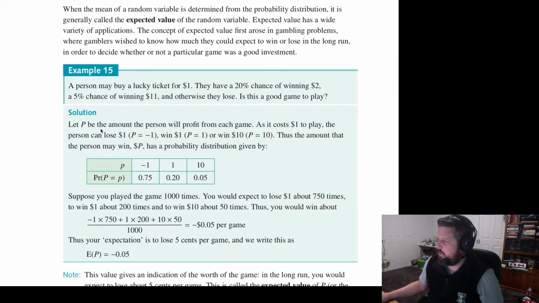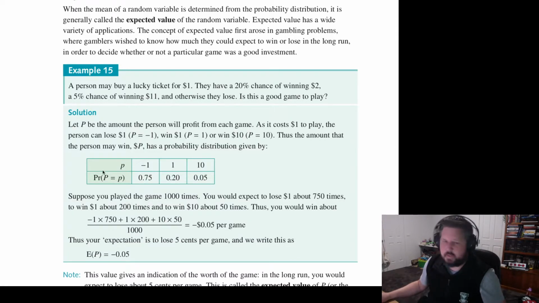So it says here, what we're going to do is let P be the amount of profit the person can take from each game. So again, if it costs $1 to play, in that particular case, the player can lose $1 if they lose, because it costs $1. If you don't win, you lose that $1. If they win, then you could win that $1 on top of the $1 that you put in, so it's $2 obviously. And then if you win again, you could win the $10 plus that $1 that you also put in.